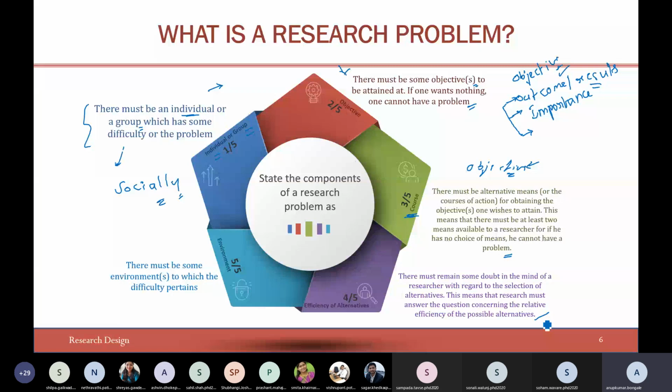And the last one, and a very important thing, is the environment, where exactly you are trying to solve the problem. So these are all the issues associated with the components of the research problem.